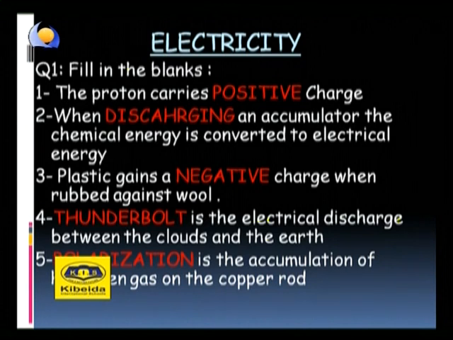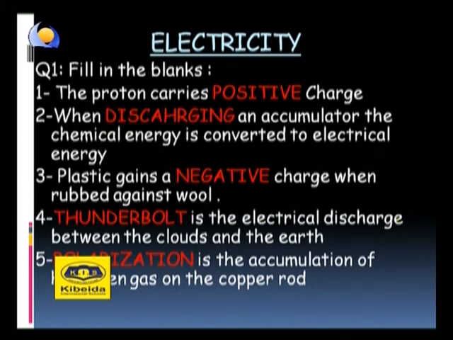Number three, plastic gains a negative charge when rubbed against wool. I told you we divided objects according to their nature. There are objects that attract electrons, objects that give electrons, that give protons, or neutral objects. Here, plastic's nature is to attract electrons. That's why when we rub plastic with wool, plastic will gain a negative charge by attracting the electrons.